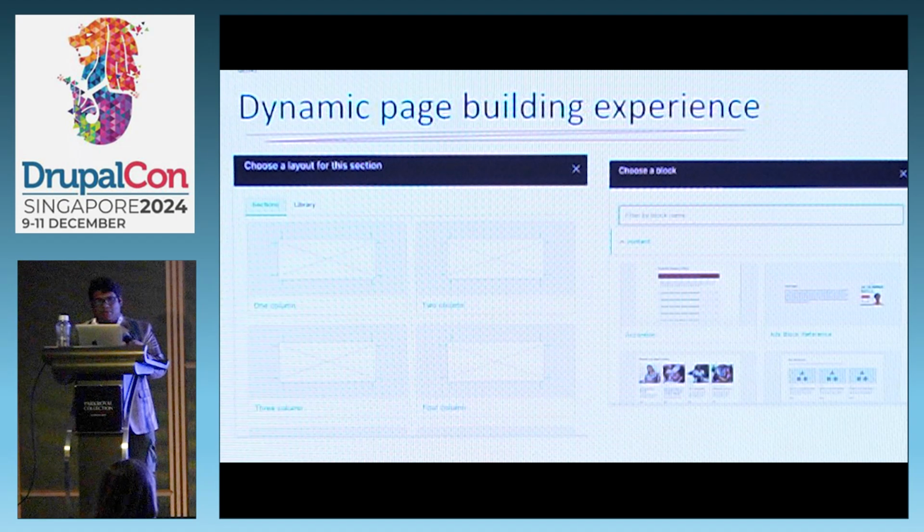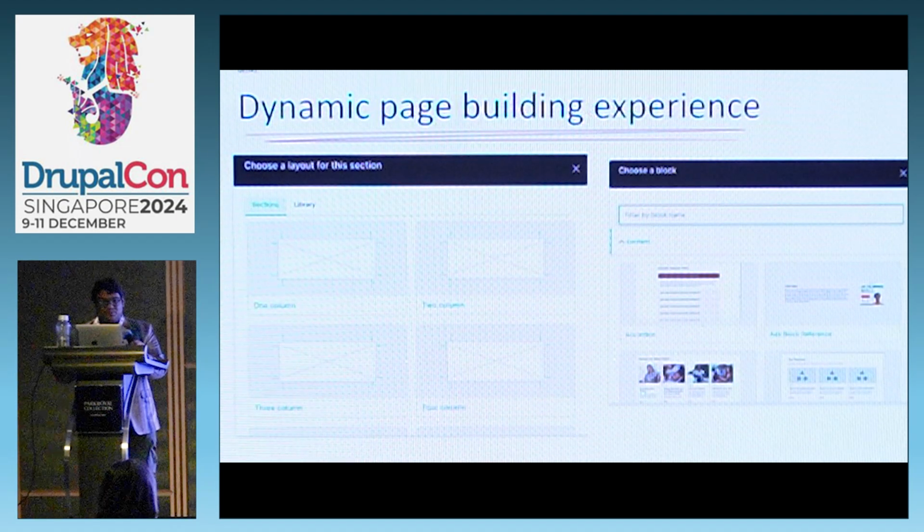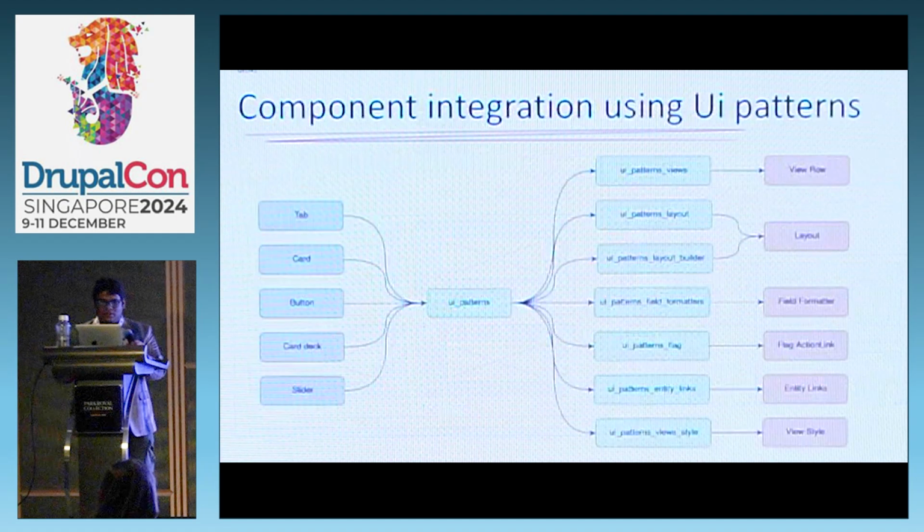Now apart from this, we integrated with Layout Builder, and we gave them this dynamic page building experience, which allows them to select their sections and then add the blocks on top of it, whichever component blocks they want. All of this was tied together by the UI Patterns module ecosystem, where each component from our front end side was coming in and feeding into various Drupal modules, so that we can integrate any component with views, layout, manage display, or content types, and so on.